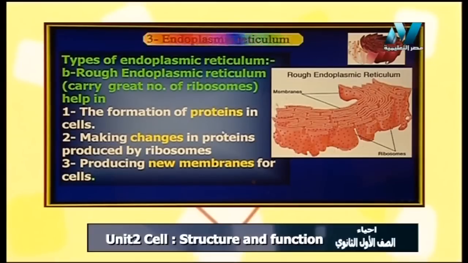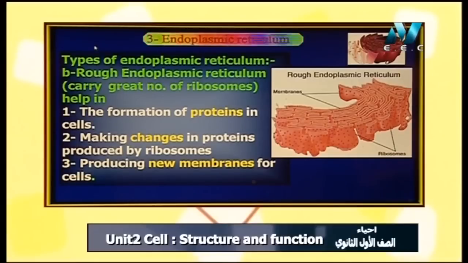The first is the formation of protein inside the cell, making changes in the protein that produced by ribosome. Number three, producing new membranes for the cell. يبقى علشان دي rough endoplasmic reticulum شايله رايبوسومز كتيره، يبقى هي بتعمل change the protein that formed the ribosomes، وكمان بتعمل بروتين وتعمل produce the new membranes inside the cell.